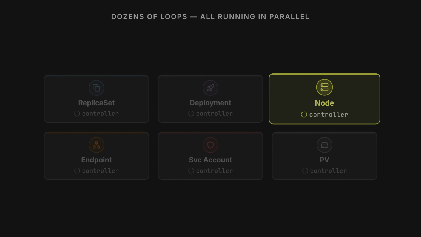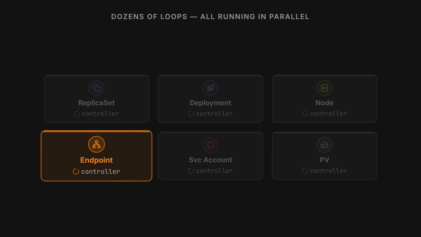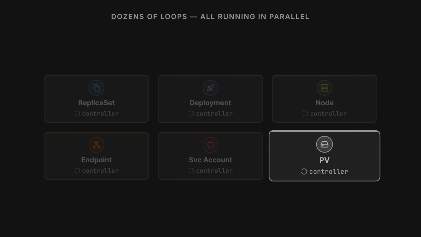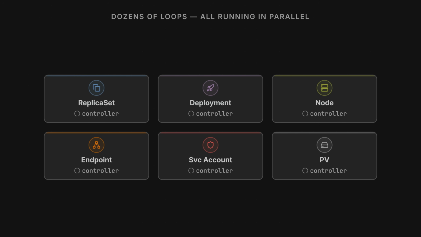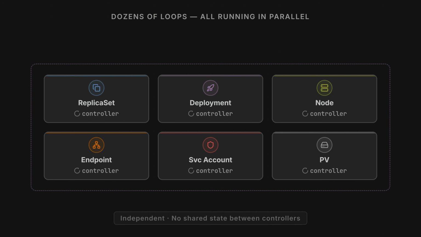There's another controller watching nodes. If a node goes dark, that controller notices and marks its pods for rescheduling. There's one managing endpoints for services, another handling persistent volume claims. Each one runs independently. Each one follows the same pattern: observe, diff, act. And none of them know about each other. They only watch their own objects and reconcile their slice of the world.